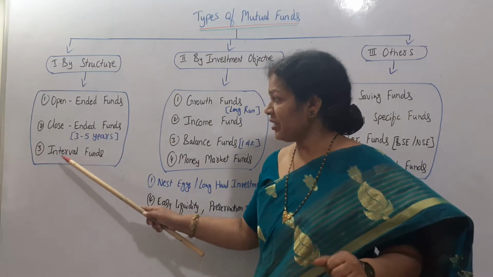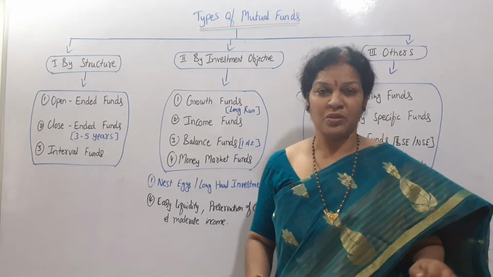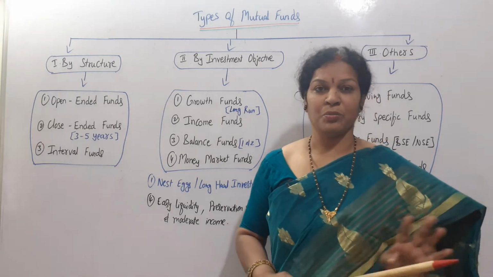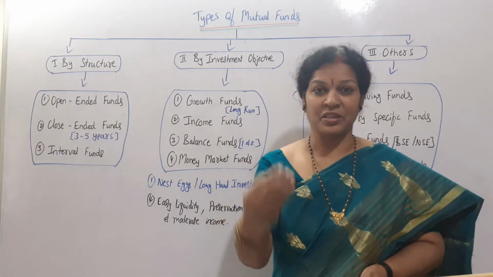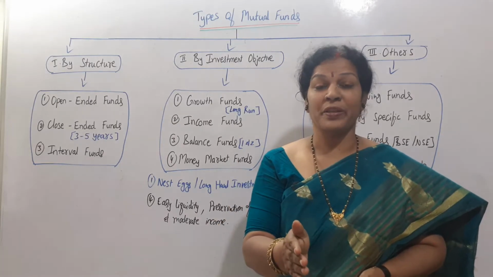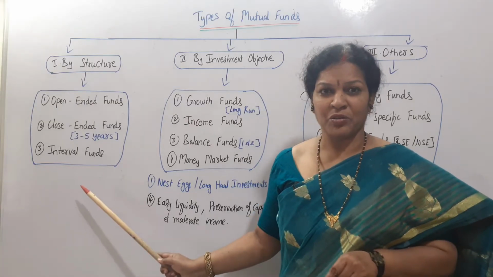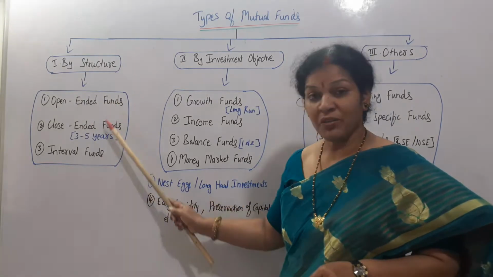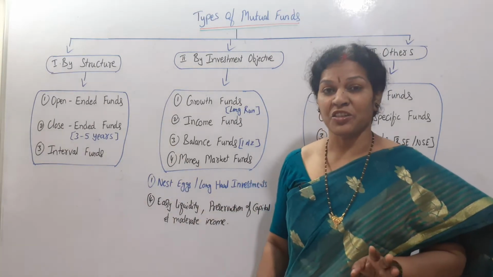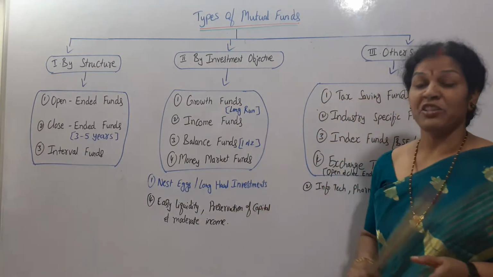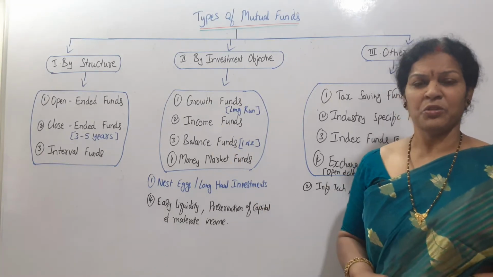And third one is interval funds. This is the combination of these two, open-ended and also lock. Means you can just get it, and the lock period is also there. Throughout the year it is available, but the lock period is also available. Means it's a combination of these two. So that's about by structure. Second one is by investment objective. Most of the people are going for these mutual funds only.